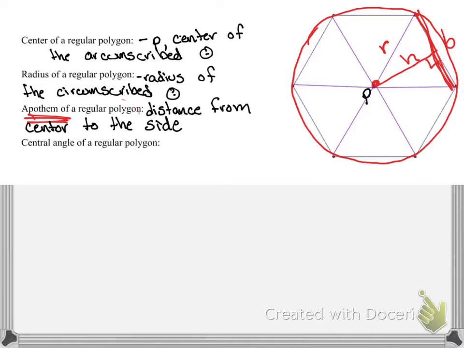Again, to a regular polygon. And then if you see here, we have all of these angles inside of here. Each one of these angles, this angle here, let's call it theta, is going to be the same for every single one of these triangles. I'm talking about this triangle or this triangle or this triangle. That angle theta, if it's regular, is going to be the same. So that central angle is again that angle formed by two radii.